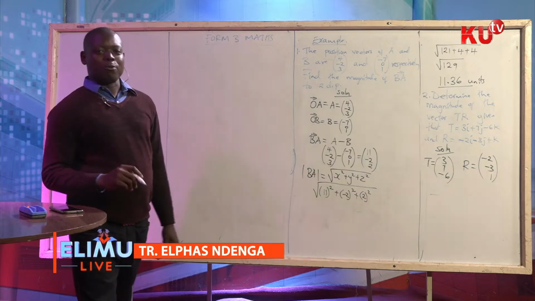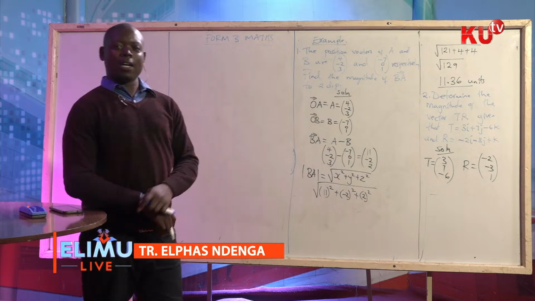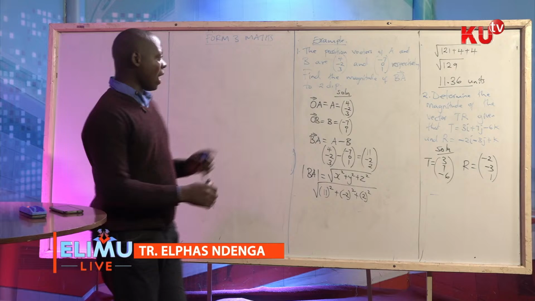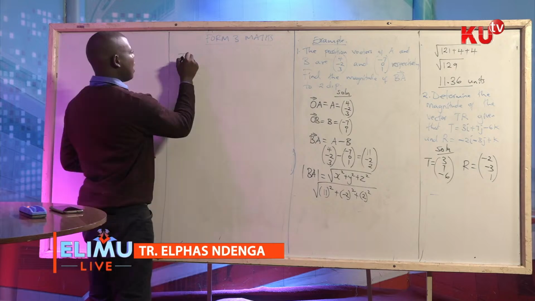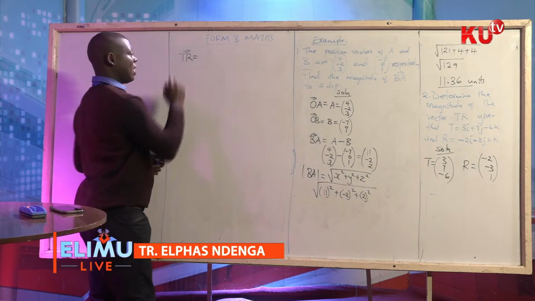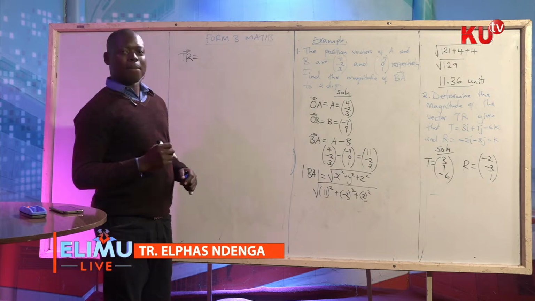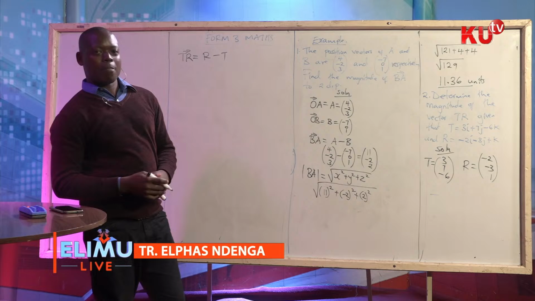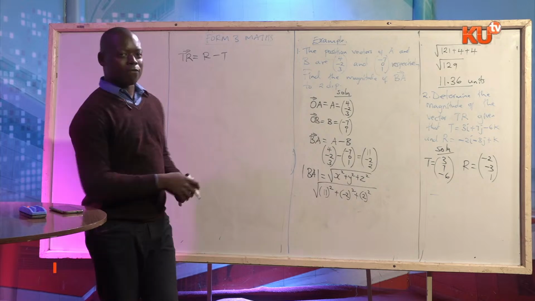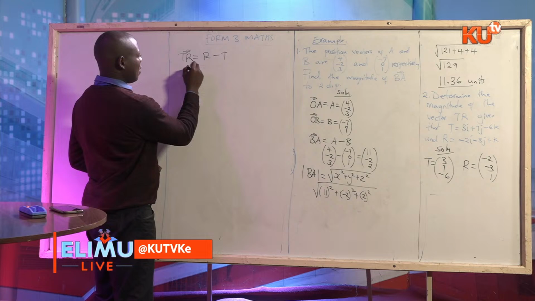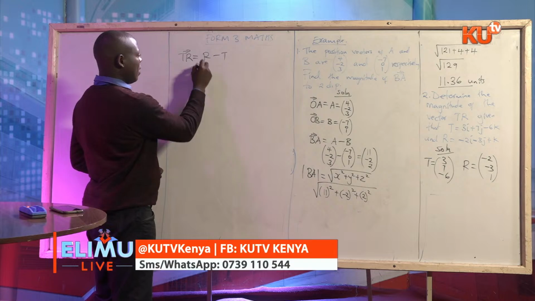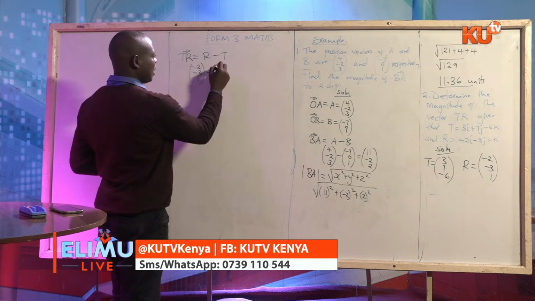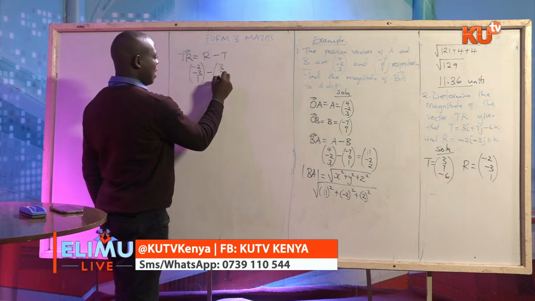Step number 2. Somebody else to try? Good. TR. We now express TR as a column vector. What is it going to be? R minus T. So let's have it here: negative 2, negative 3, 1, minus, what is T, students? It is 3, 7, and negative 6.